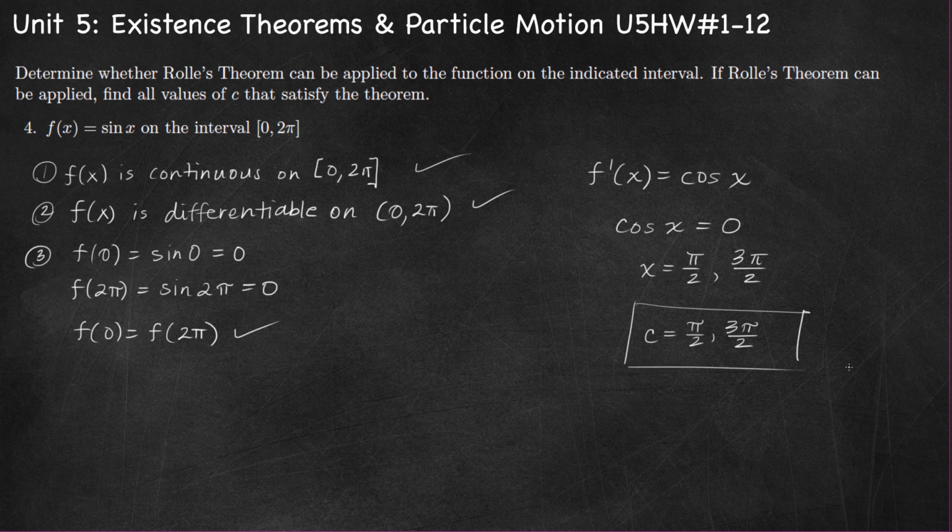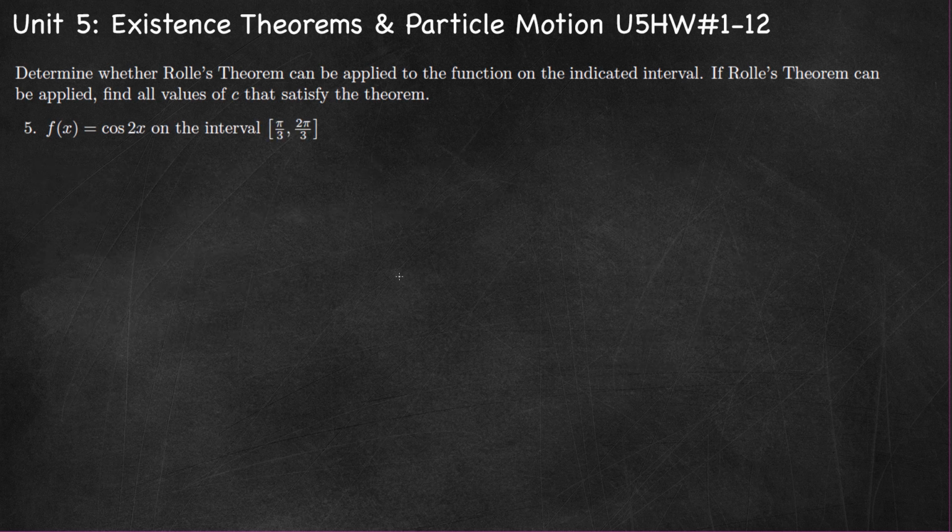Now there are other places where the derivative is 0, but remember we're just working on the given interval, 0 to 2 pi. Number 5, f of x equals cosine of 2x. So the graph of cosine 2x, this is a sinusoidal function. It's smooth, continuous, differentiable everywhere.